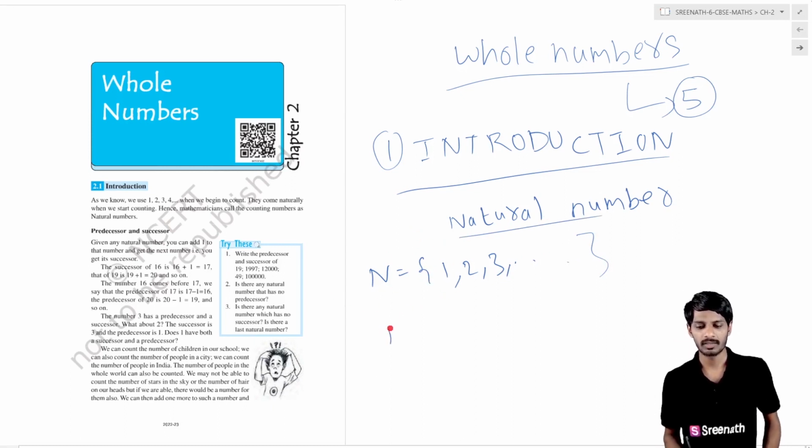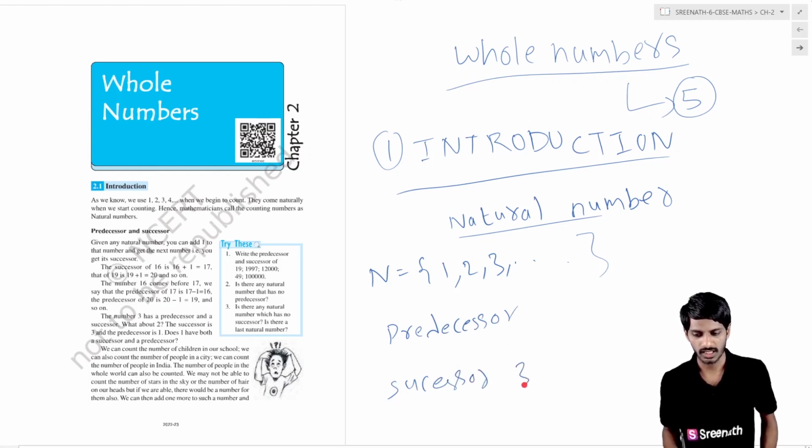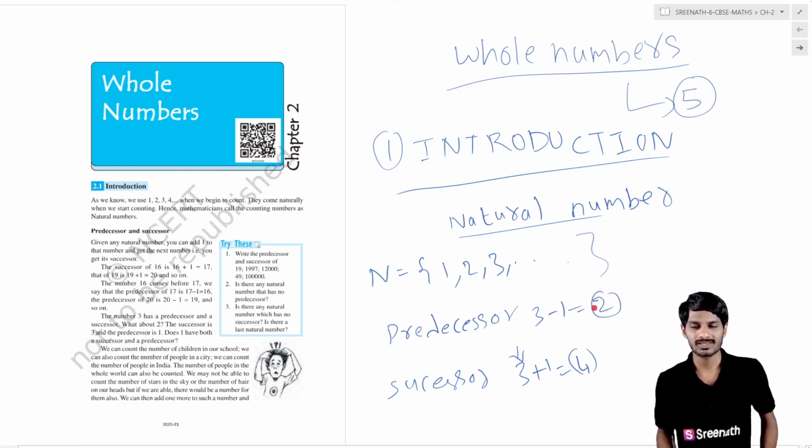Now what is meant by predecessor and successor? Suppose you take any natural number, suppose 3. If you add 1 to it, you will get 4. So this 4 is called the successor of this number. Then what is a predecessor? If you take the same number, that is 3, and subtract 1 from it, then 3 minus 1 is 2. So 2 is called the predecessor of 3.